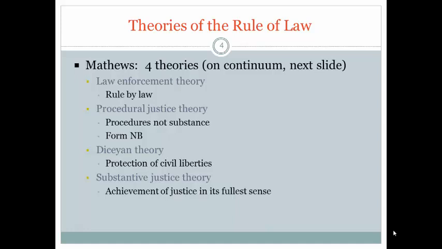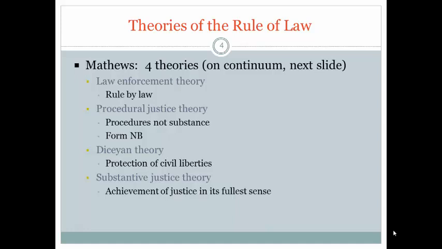And I've plotted on the next slide these on a continuum from being fairly conservative, minimalist, thin, to being all-encompassing, trying to be everything to everyone. In the first instance, there's the law enforcement theory, which is a very thin, basic conceptualization of the rule of law. The idea is if the law backs you up, then there is compliance with the rule of law.